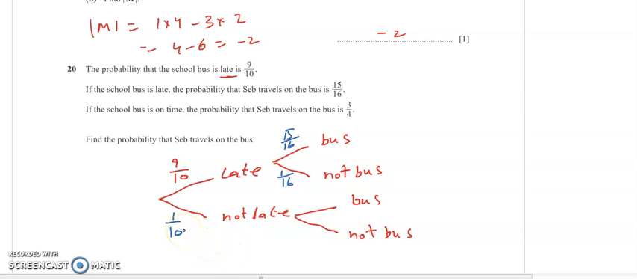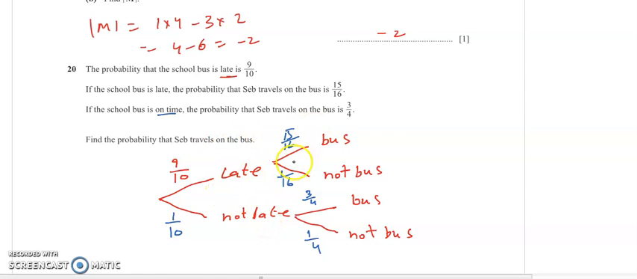And in the same way, if he is not late, he may choose a bus or may not choose a bus. So if he is not late, he is on time, then the probability that he travels by the bus is 3 over 4. That is going to be 3 over 4, and then for not bus will be 1 over 4. So we have to find the probability Sib travels on the bus.